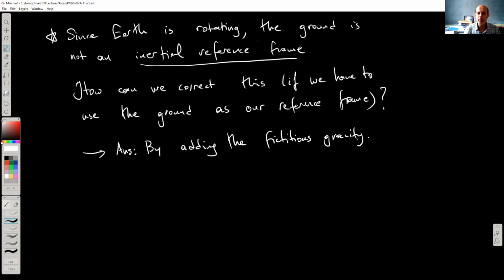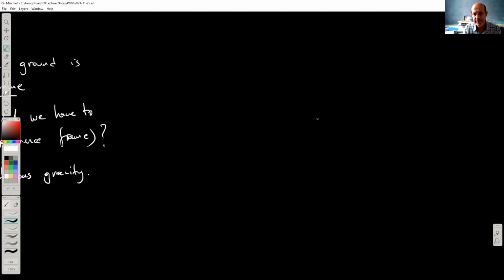But let me add one more thing in here. So let's say it like this. This is the Earth, right? There are these kinds of motions in here. So first of all, it rotates around itself. So there's a rotation motion, rotation around itself.